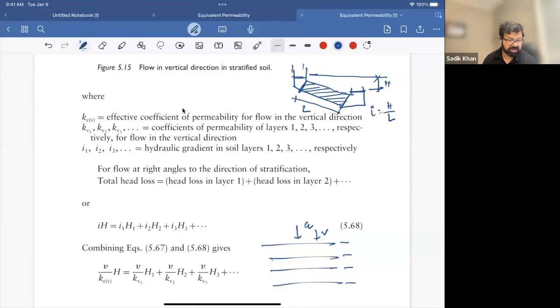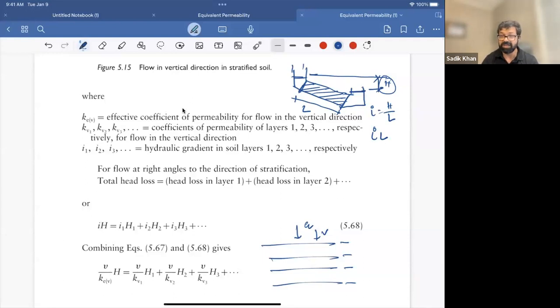That's the definition of the hydraulic gradient. So then what is H? If we want to find H, it should be i times L, right? So i is the hydraulic gradient multiplied by L. Now, what is constant in this flow? i is constant.